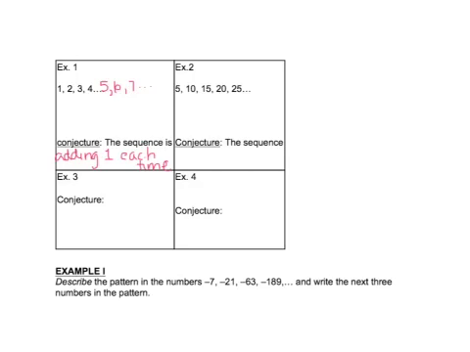My next pattern is right here, 5, 10, 15, 20, 25, my guess is 30, 35, 40, 45, and so on in that pattern. So my conjecture is the sequence adds 5 each time. I'm counting up by 5s.